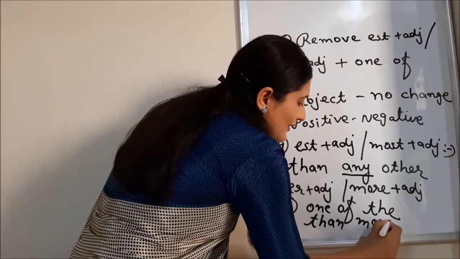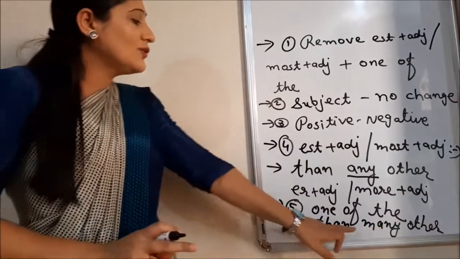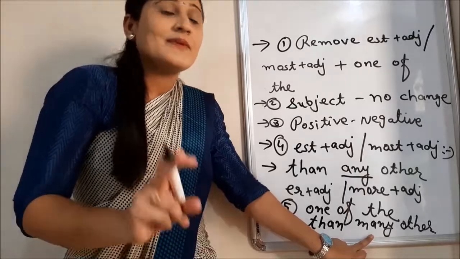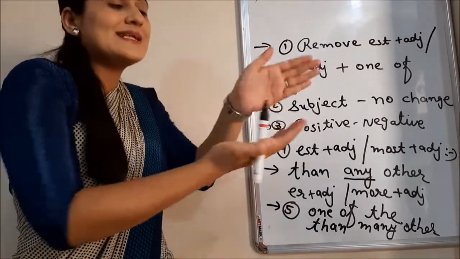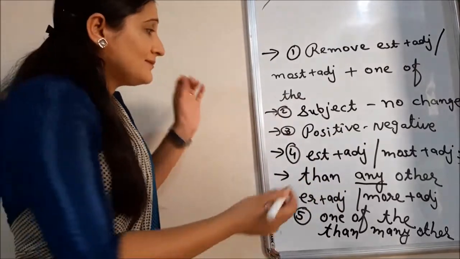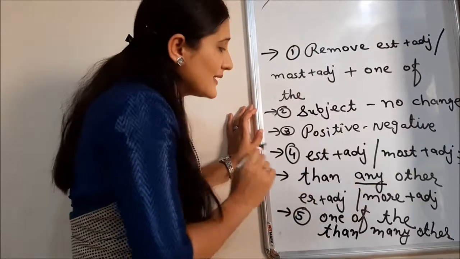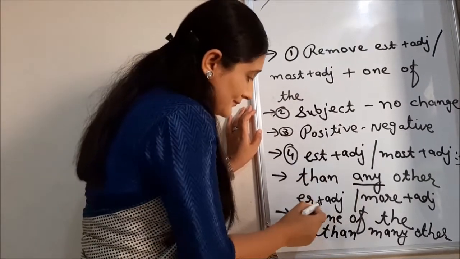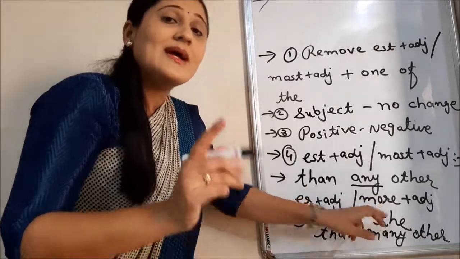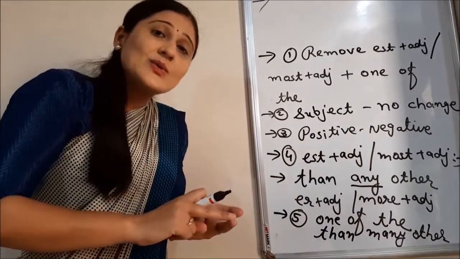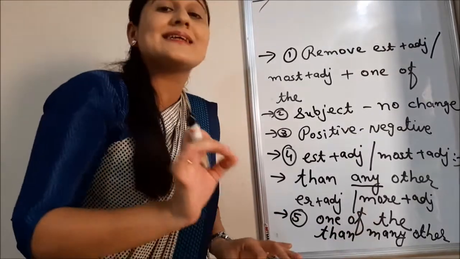See, then you will write then many other. Here you will not write any. Let me tell you one more time. When you convert from SD to CD, you need to remove est plus adjective. You need to add er plus adjective or more plus adjective in both. Either est plus adjective given, or most plus adjective given, or one of the is given.